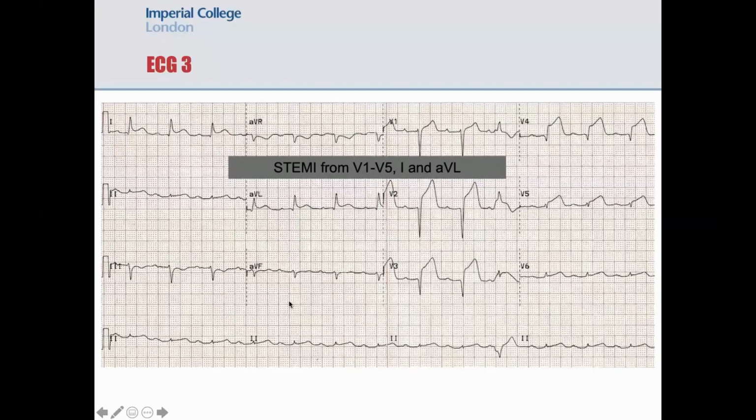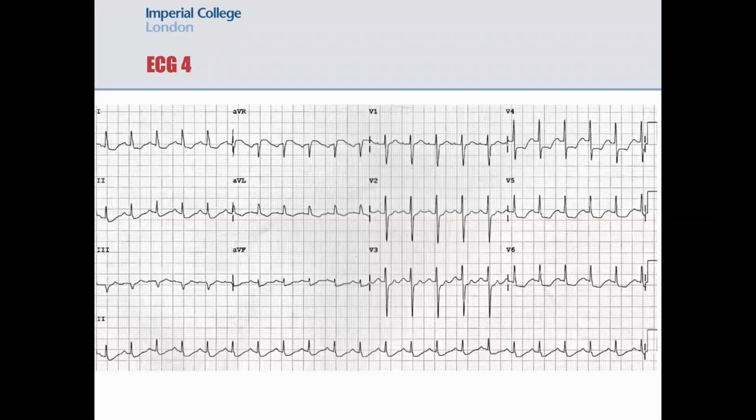So essentially it's a STEMI, ST elevated myocardial infarction. We're just going to go through acute coronary syndrome in the next slide, but first we've got another ECG, so people just put down what you think is wrong in this one.